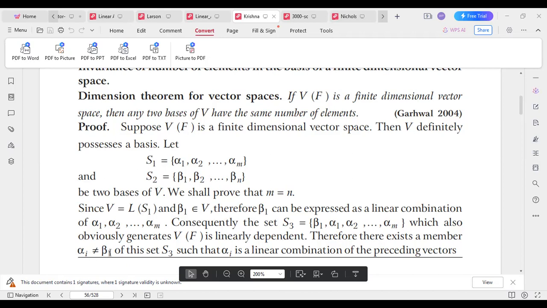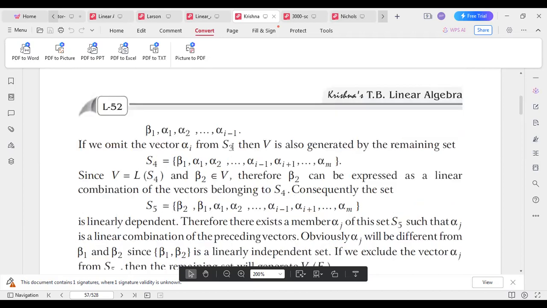Therefore, there exists an alpha_i in the set S3, which is not beta 1, such that alpha_i is a linear combination of the preceding vectors. So, beta 1, alpha 1, up to alpha i minus 1: if we omit the vector alpha_i from S3, then B is also generated by the remaining set of vectors S4. In this way, since B is the linear combination of S4 and beta 2 belongs to B, beta 2 can be expressed as a linear combination of the vectors belonging to S4. Consequently, the set S5, beta 2, beta 1, alpha 2, up to alpha m, is linearly dependent.